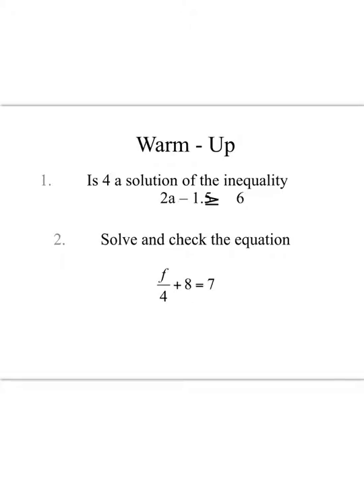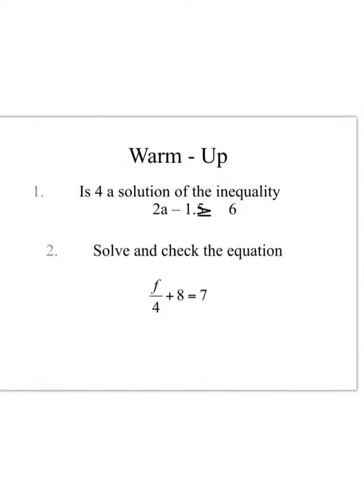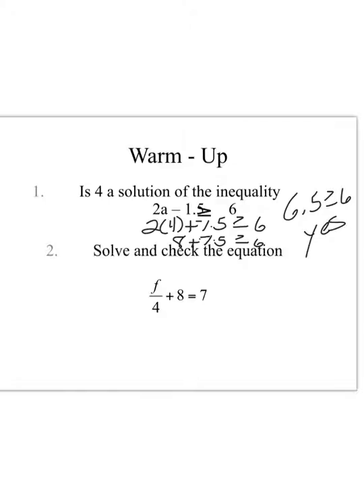So now that you've had a chance to do these, I forgot to switch to my writing tool. So we're going to do 2 times 4 plus negative 1.5 needs to be greater than or equal to 6. 8 plus negative 1.5 is positive 6.5. That is in fact greater than or equal to 6. So yes, 4 is in fact a solution.